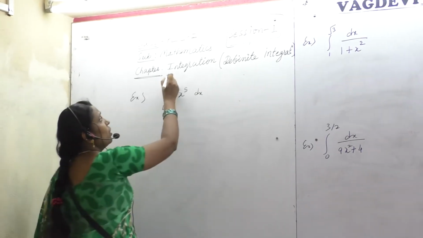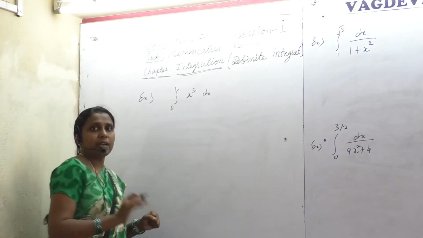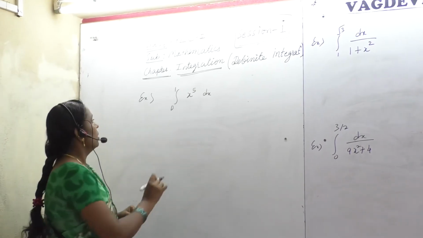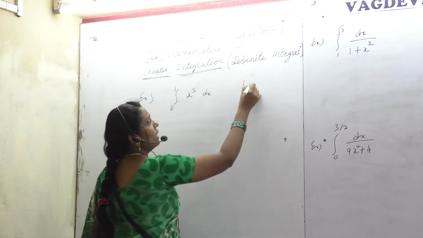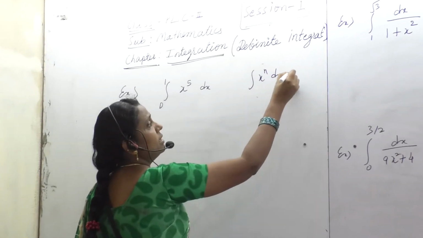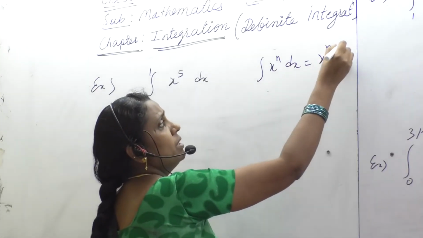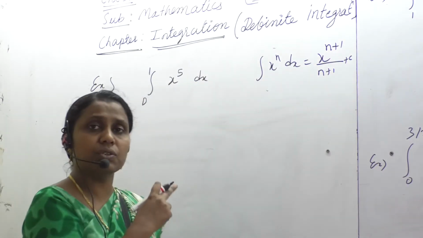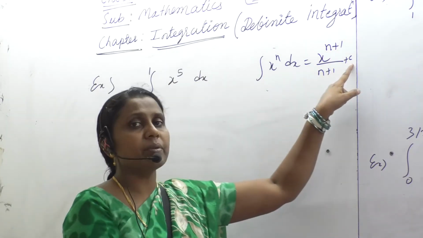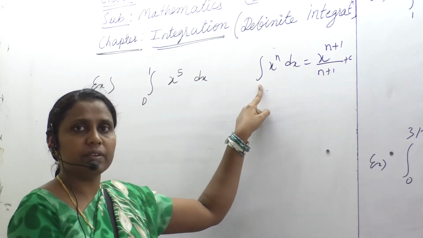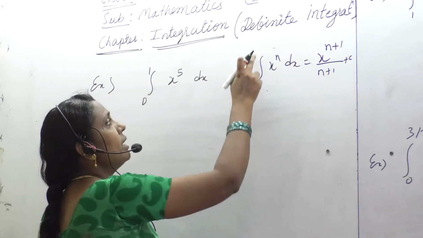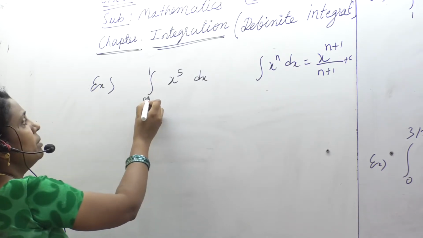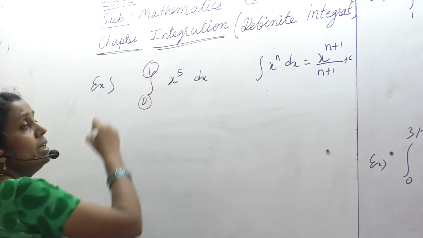So integration formulae you may be remembering, I hope so. What is the integration of x raised to n? This is x raised to n plus 1 divided by n plus 1, plus the integral constant c, which you used to write. So c appears if the integration is indefinite. If the limits are not put, these are said to be limits.